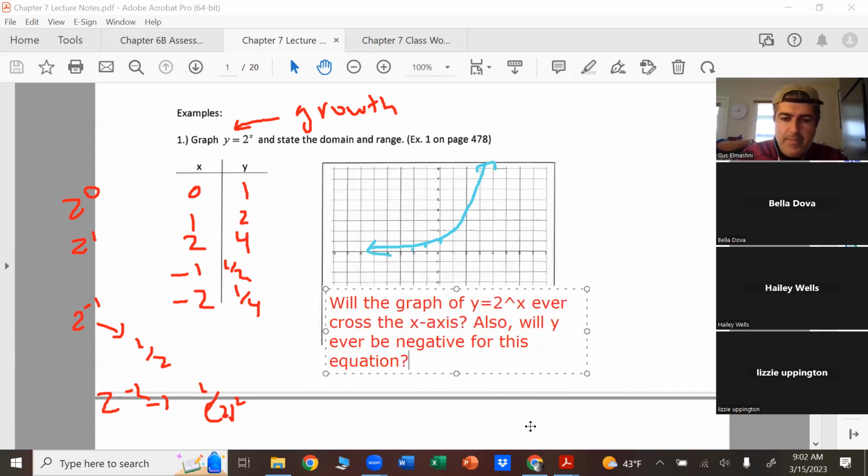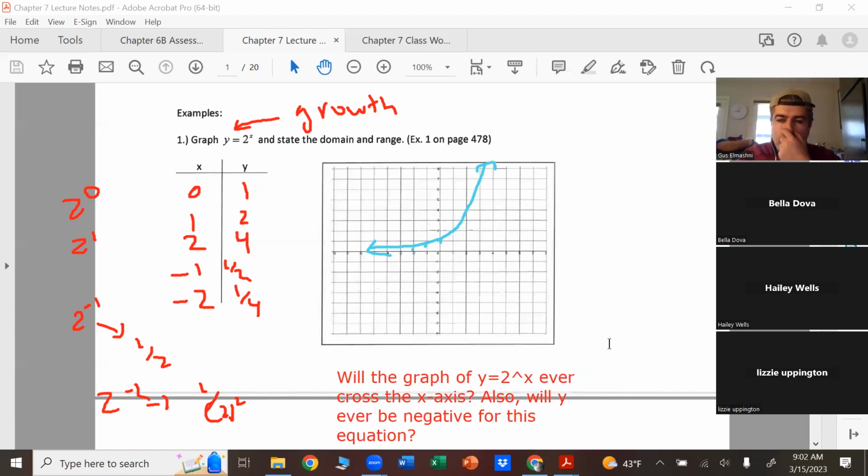So what do you guys think? You could just type in the chat yes or no. Yep, it's no. It's no for both. And here's the reason why. If you plug in more negative values, like say you do -10, so you go more to the left, 2 to the -10 power, that's just 1/2 raised to the 10 power, because the negative exponent causes the base to become a reciprocal.